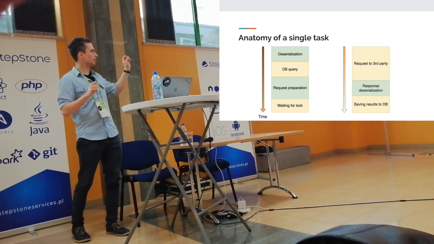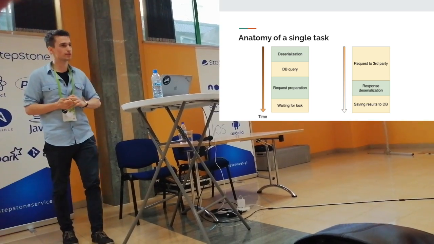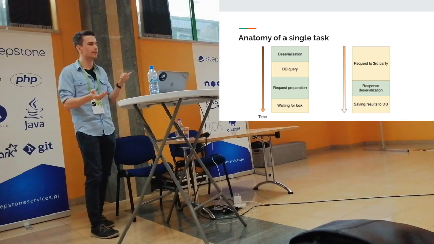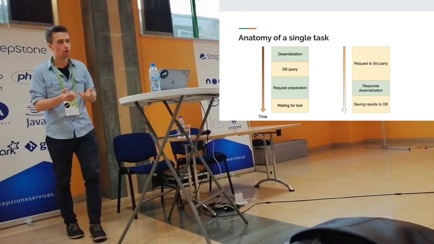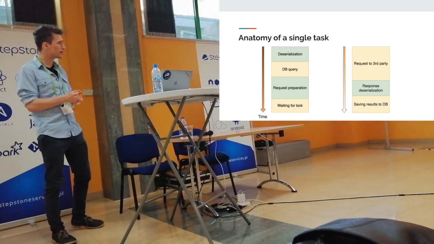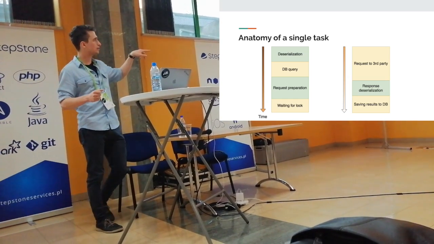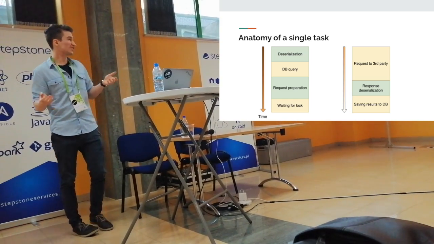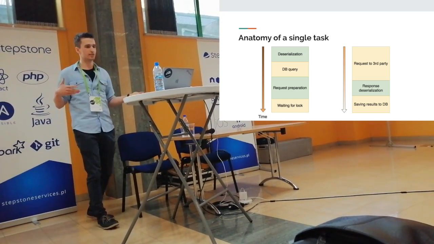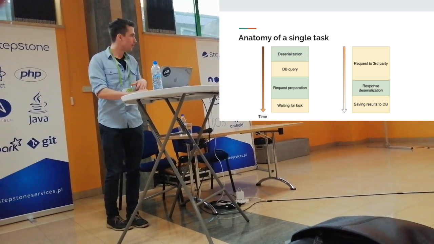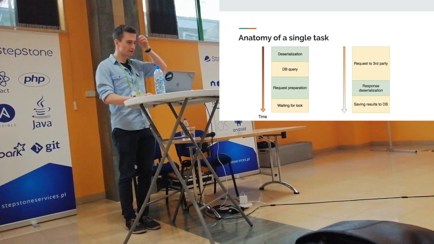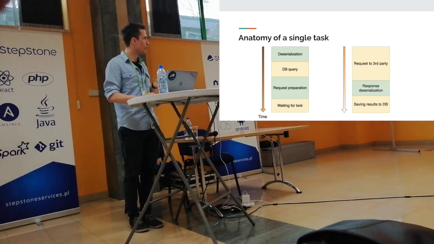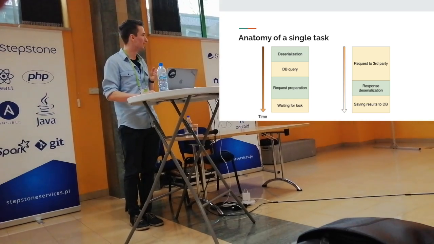We can learn that the yellow blocks are the blocks that are mostly waiting for something, waiting for input-output, waiting for the database, waiting for the lock, waiting for the third-party service, and again, waiting for the database. And the green blocks are the blocks where our processor is actually doing something. It's deserializing, it's preparing the request, and deserializing again. So we found that besides our workers sleeping most of the time, our tasks were sleeping too. So we thought that we had a problem.